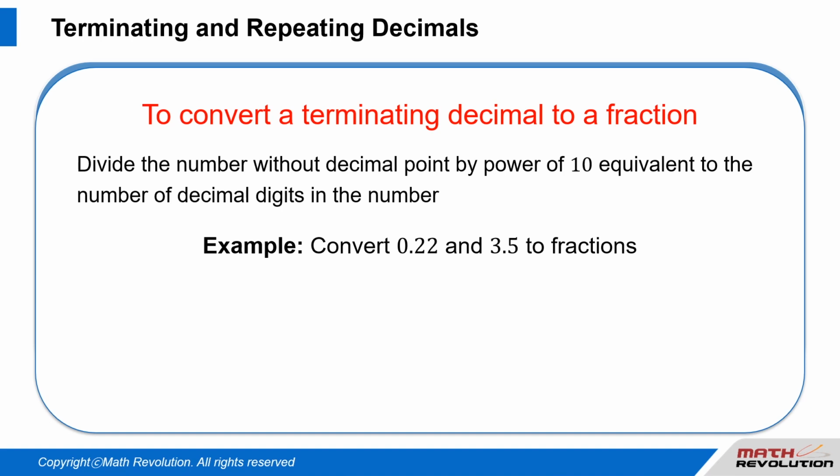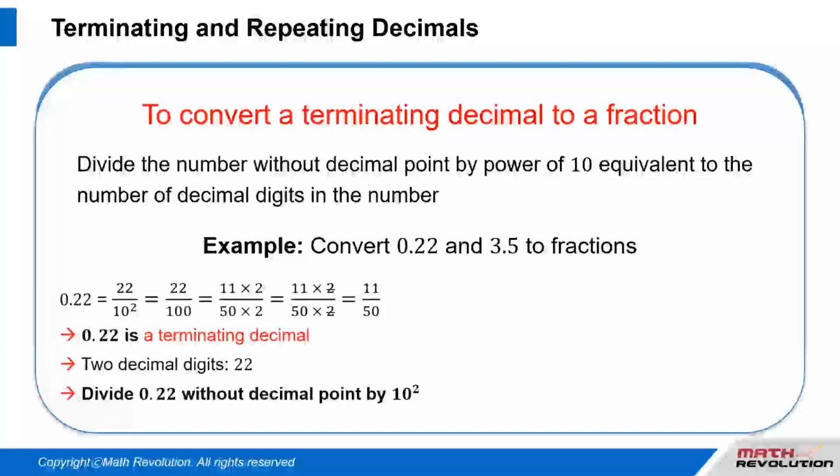Decimal 0.22 equals 22 whole over 10 to the power of 2 equals 22 over 100, which equals 11 times 2 over 50 times 2. And by canceling out the 2's, the answer becomes 11 over 50.